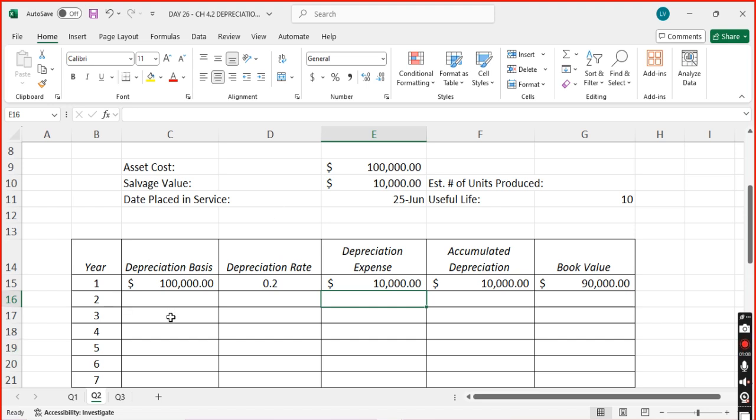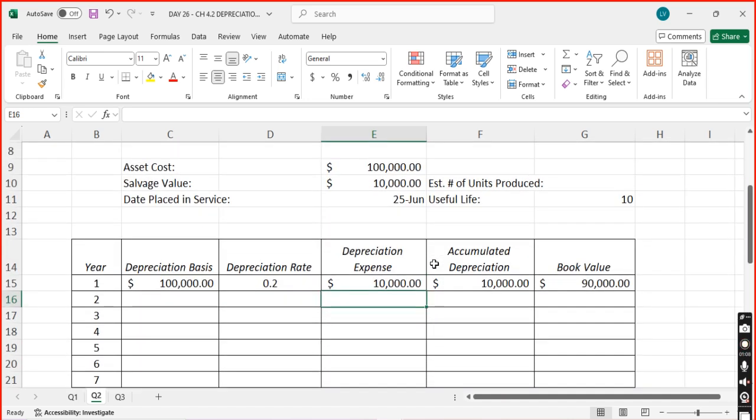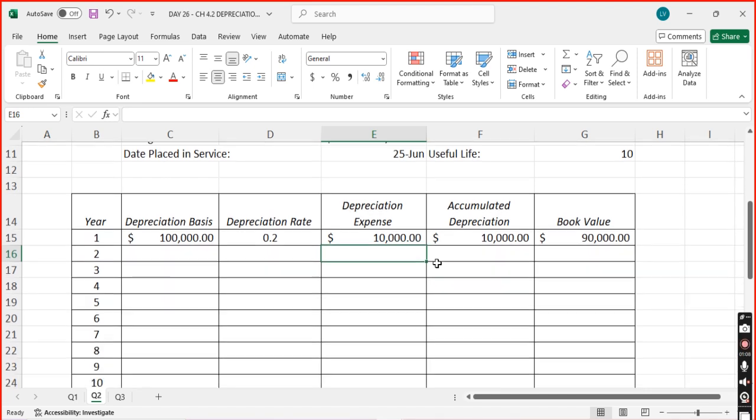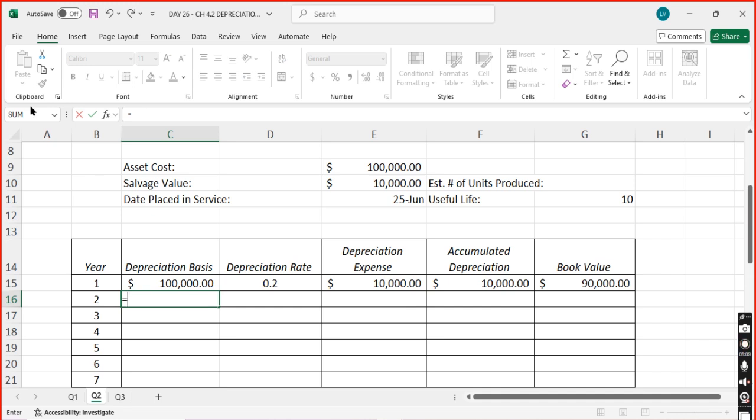So again, you have to be very careful when you're looking at this. In this case, assuming you're at the end of the first year, which is December 31st, we just had a partial year. So let's go ahead and continue on for the next year. So again, what is my depreciation basis for year 2?